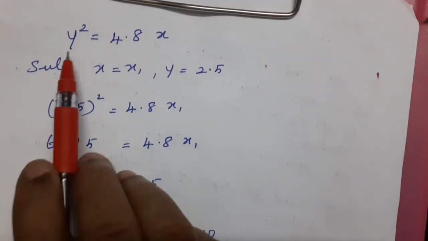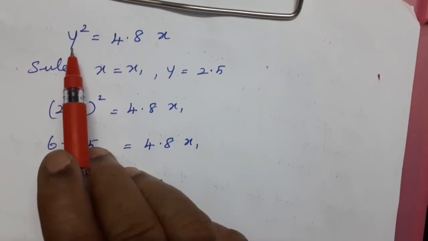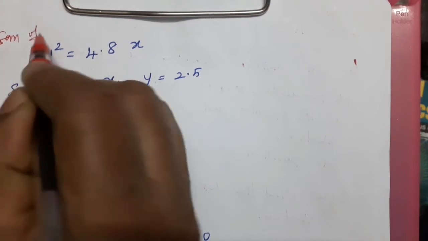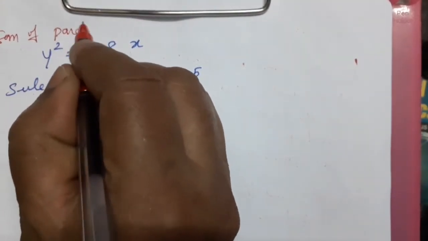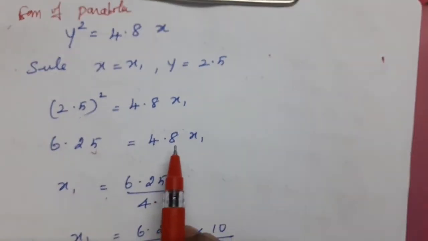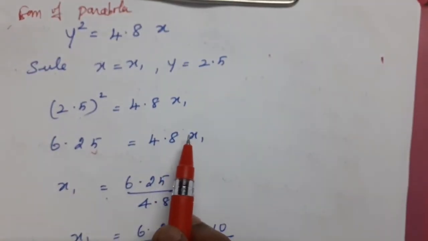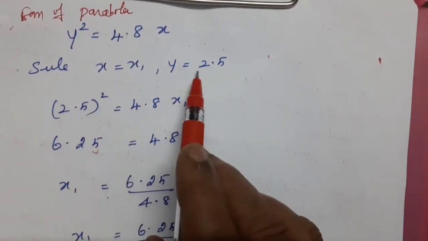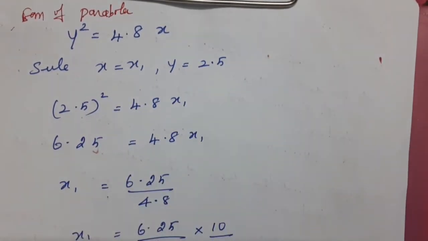What is the given equation? What is the equation of the parabola? The equation of the parabola is y square equal to 4.8 into x. What point are we going to substitute? Substitute the point Q. Q is x equal to x1, y equal to 2.5.